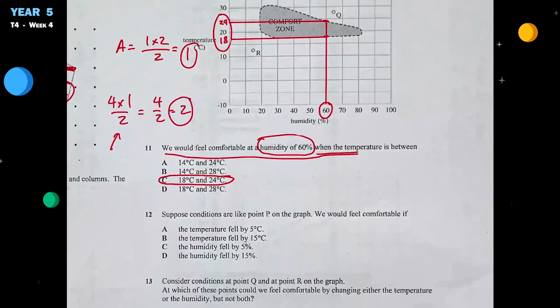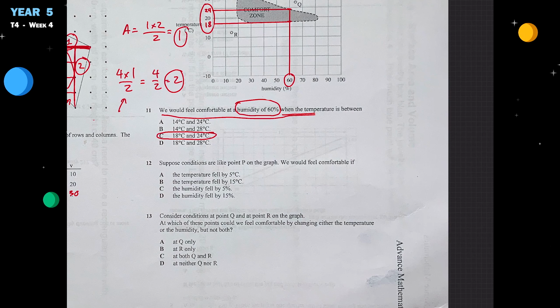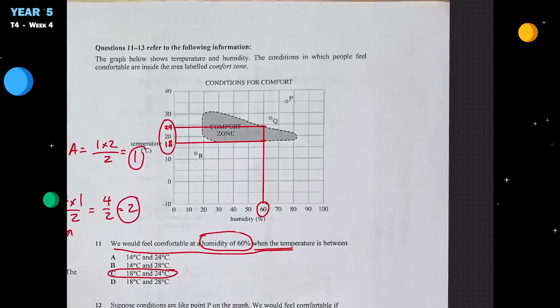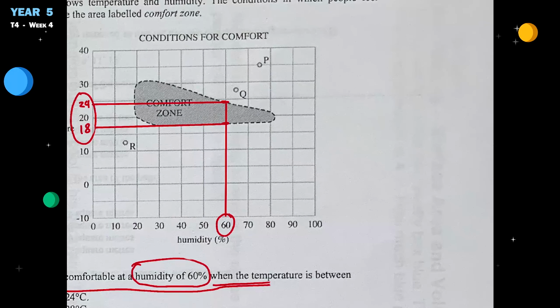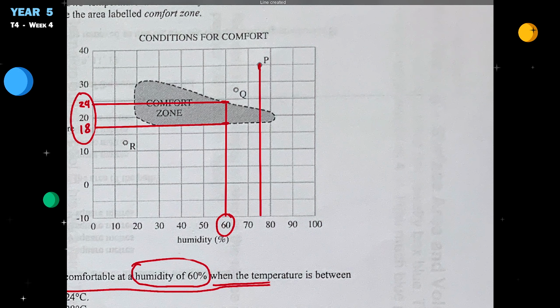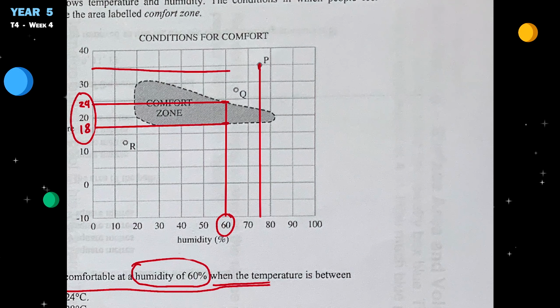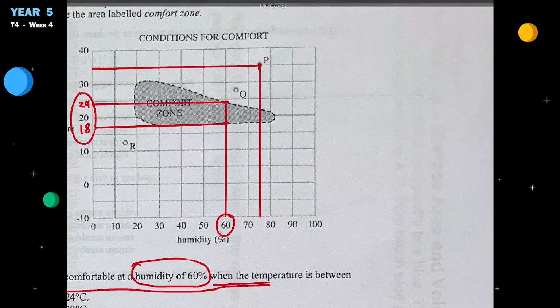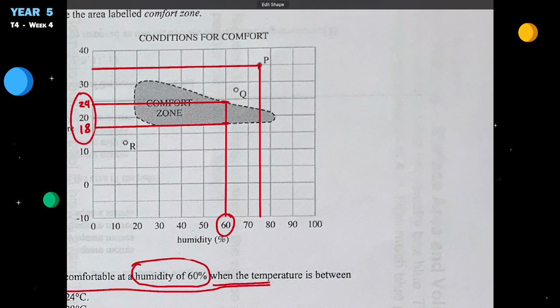Now let's look at the next one. Suppose conditions are like point P on the graph. We would feel comfortable if, let's put a point P. Well, this point P, if I draw a line down, it looks to me, let's see.